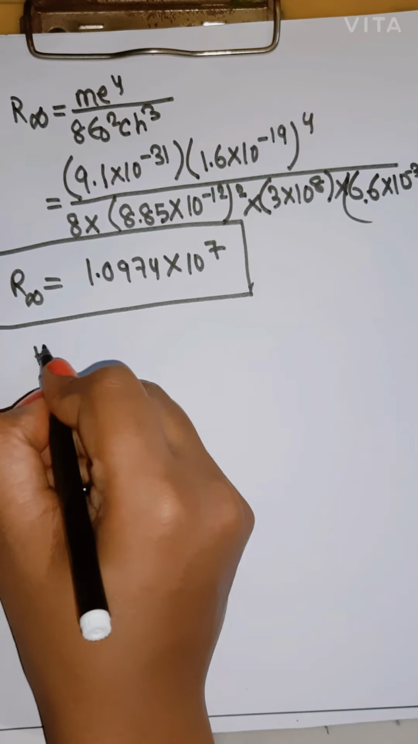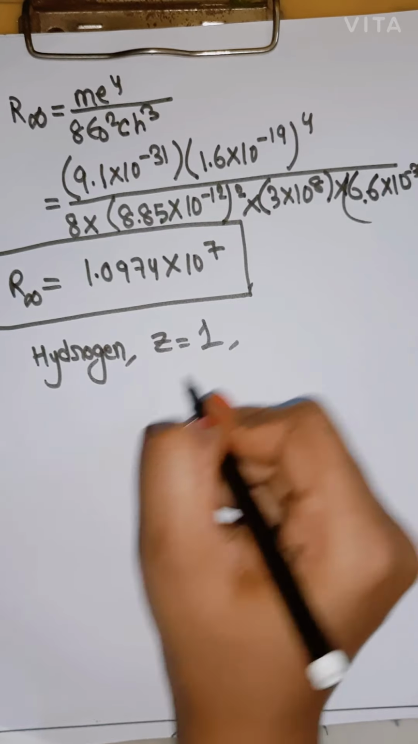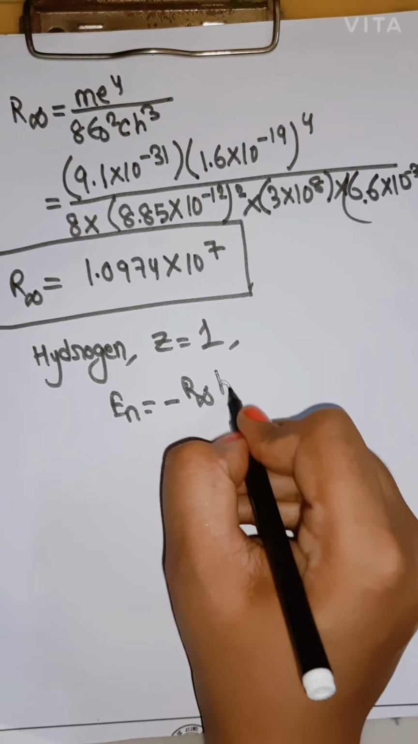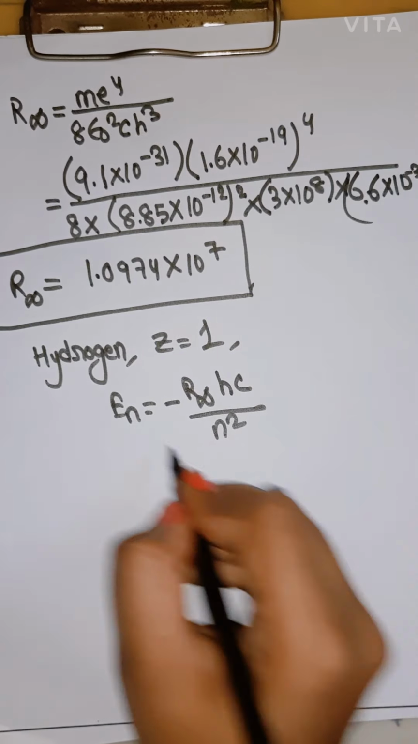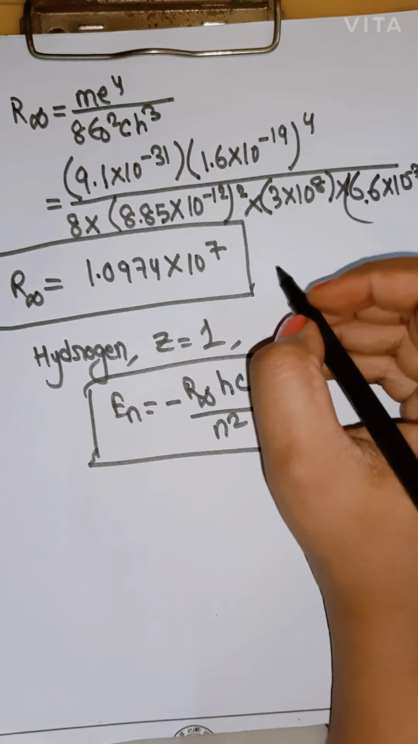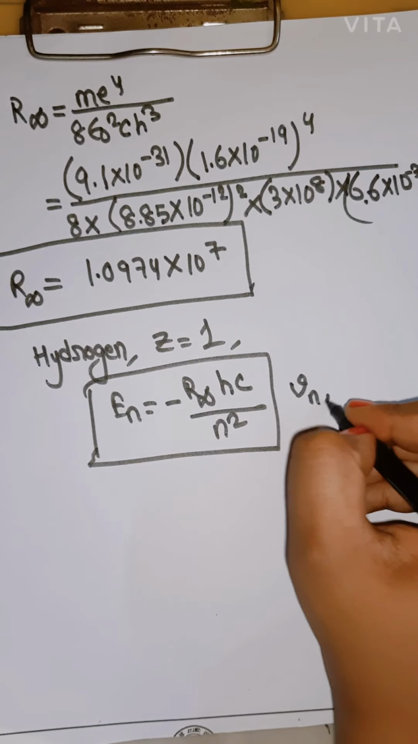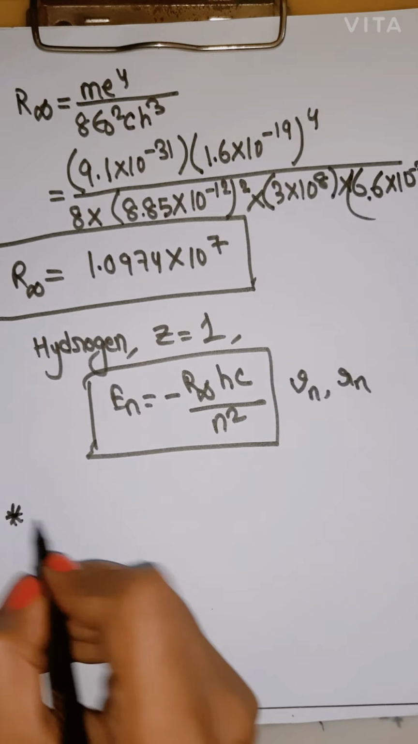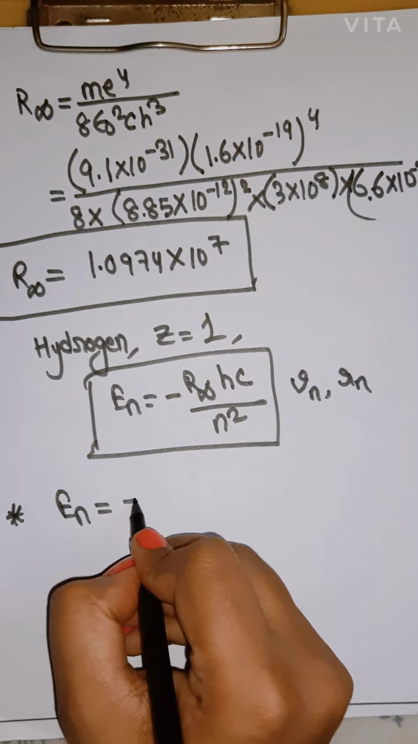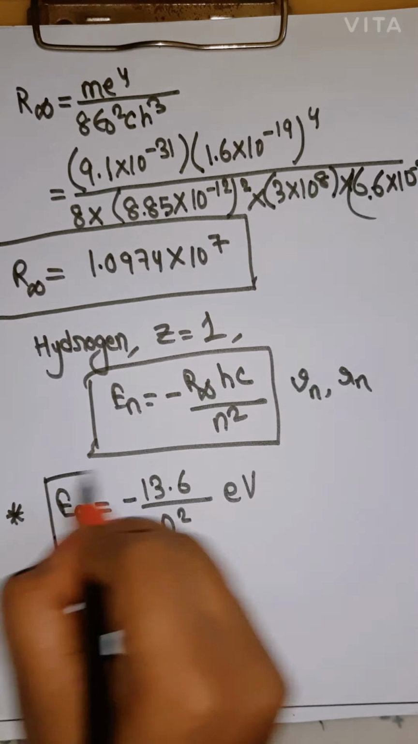And for hydrogen, as z is equal to 1, we will have En is equal to minus R hc by n square. So we have learned the value of the Rydberg constant, the total energy equation, the velocity equation, and the radius equation. If we calculate the En value, placing the value of R, we will have minus 13.6 by n square electron volt.